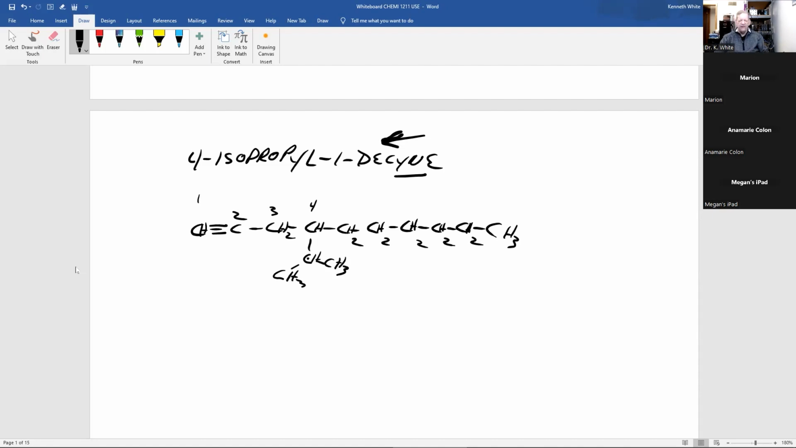And that's how you do nomenclature, double and triple bonds. And if you go back and look at the video and the practice problems, you can see more examples, obviously.